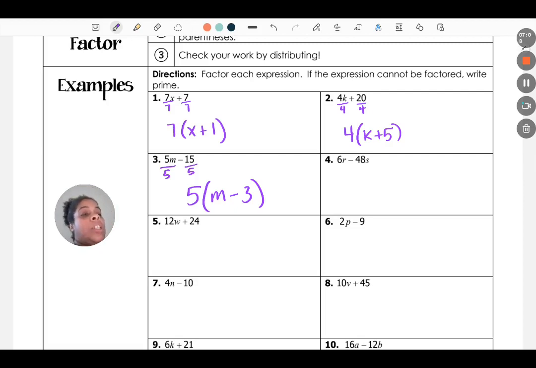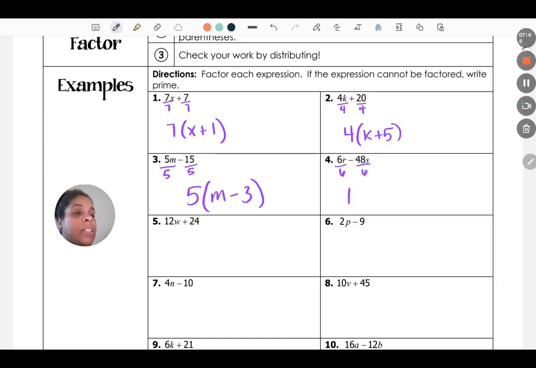Number 4, 6r minus 48s. I'm not paying attention to the letters, right? I know the letters are different. We're looking to simplify the numbers by finding the greatest common factor. So we know that it can't be larger than 6 because a number bigger than 6 can't go into 6, right? So we know that it probably is going to be 6. We just need to find out if 48 is a multiple of 6, and it is. So we're going to divide by 6.